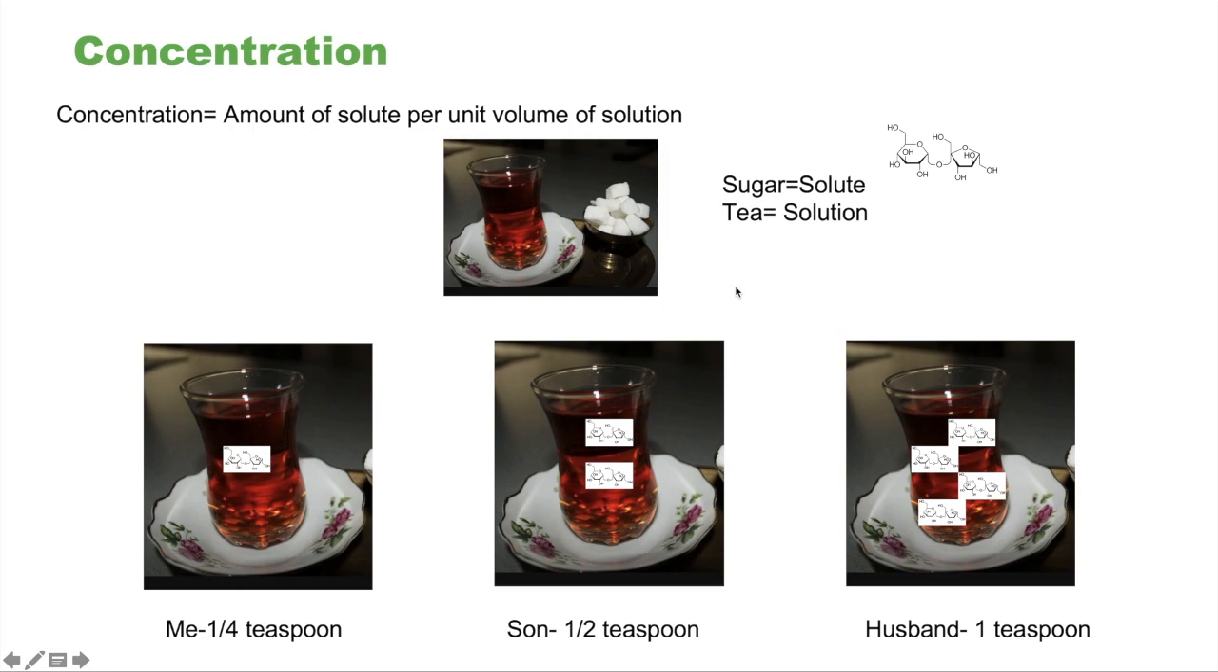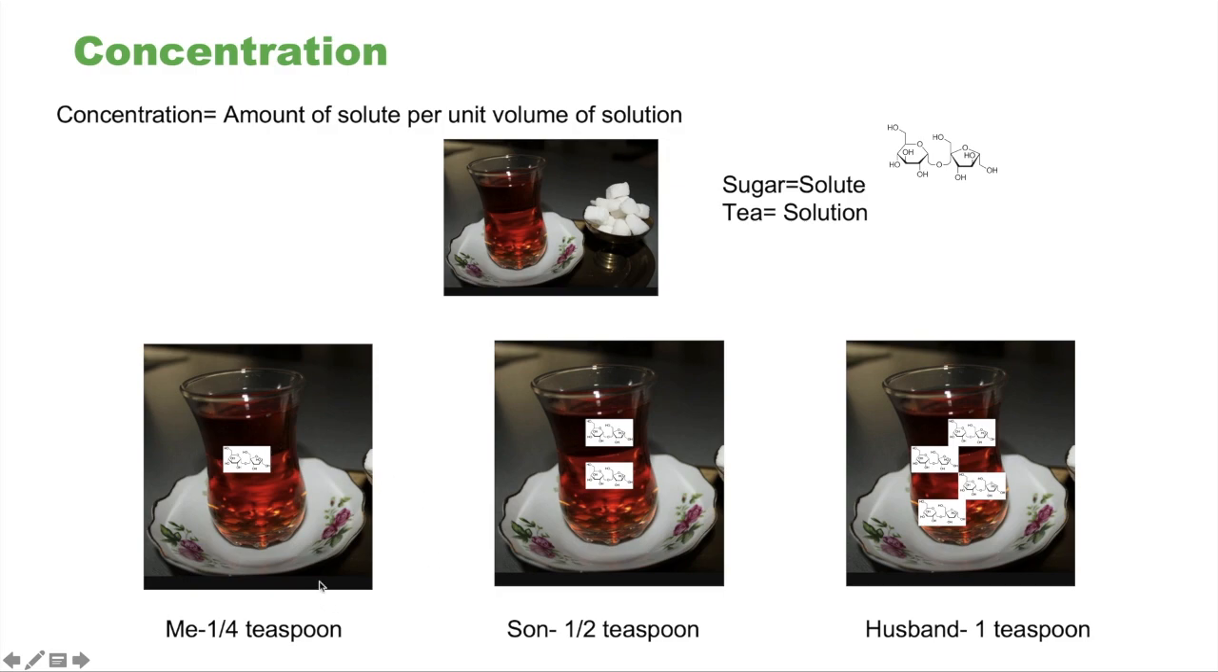Okay, so let's look at an example of a solution. This is a tea. I'm Persian and we drink a lot of tea, and we usually drink our tea with some sugar. So these are sugar cubes. We have the tea that eventually when we are going to drink is the solution, and then sugar is the solute. And here's the molecule of sugar, sucrose, that is the regular sugar that you're used to.